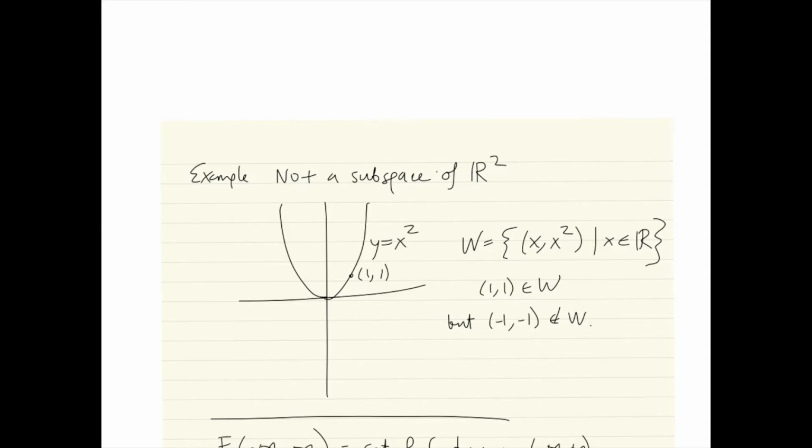One reason, for example, is that we know (1, 1) is in W, it's at this point here, and then W has to be what's called closed under scalar multiplication. In other words, if I take a scalar like -1 and multiply a given element of W by it, I have to land back inside W, but I don't. For example, (-1, -1), which is the result of multiplying the vector (1, 1) by the scalar -1, doesn't land inside W, and so W is not a subspace.